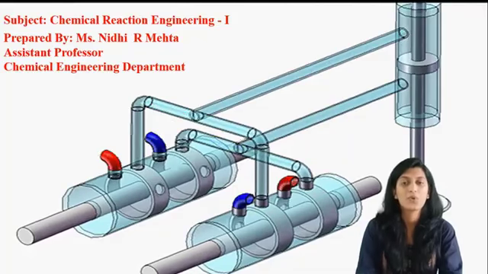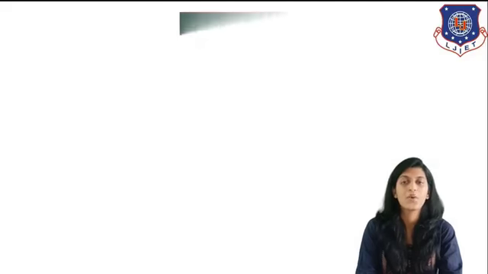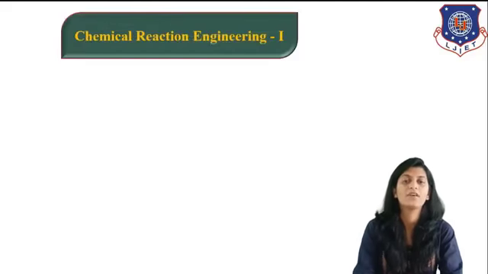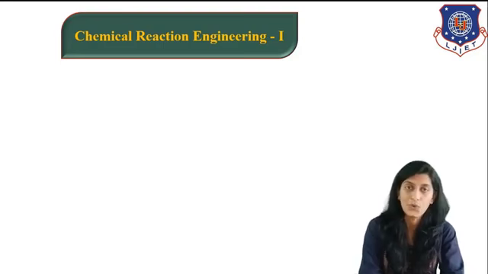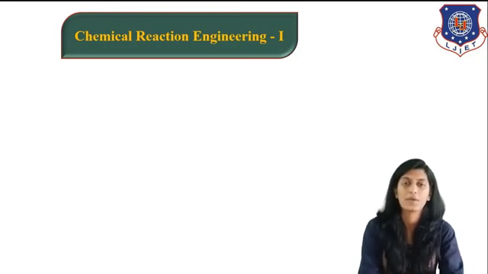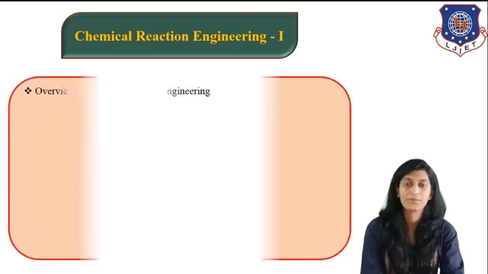In this particular course, we will start with some basics of chemical reaction engineering. The subject itself is divided into two parts. The first part is Chemical Reaction Engineering 1, which you will be studying in this semester, and the second part is Chemical Reaction Engineering 2, which you will be studying in your upcoming semester. So let's see what the main topics are which will be covered under this subject.